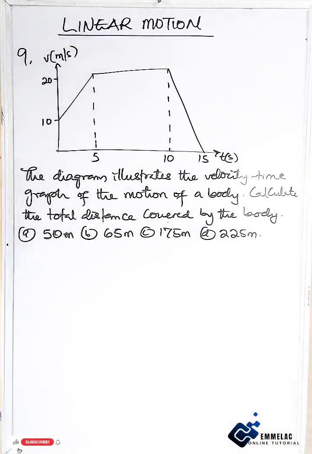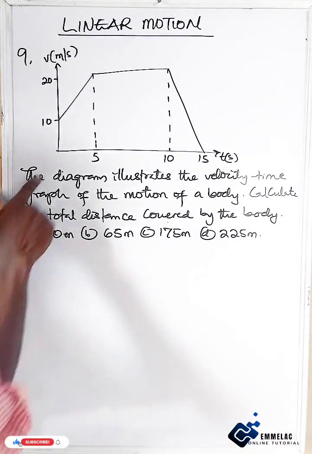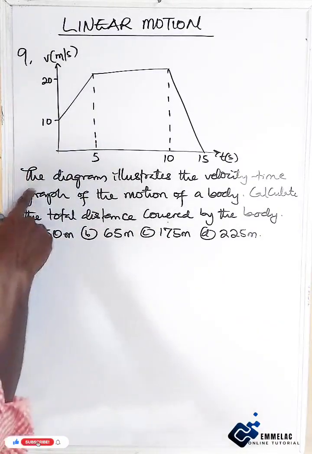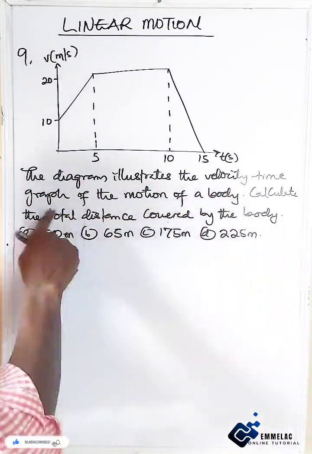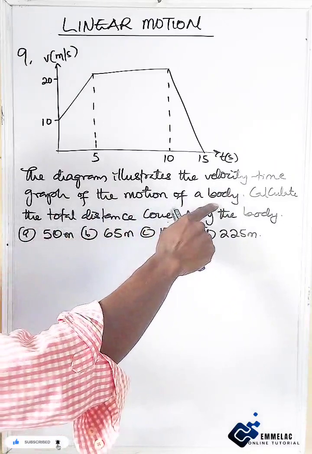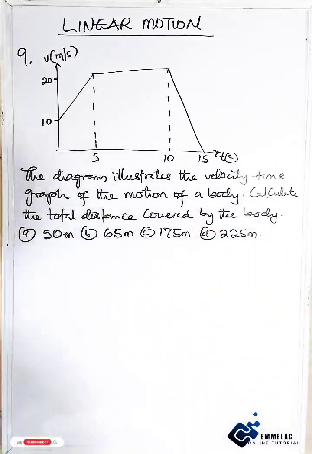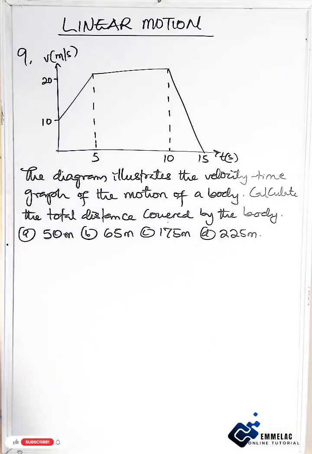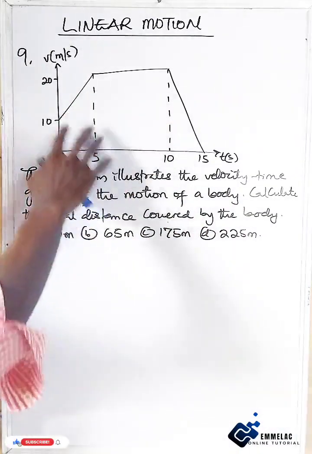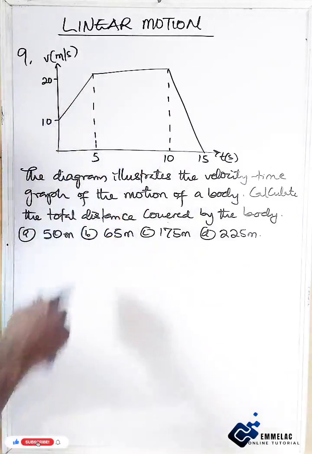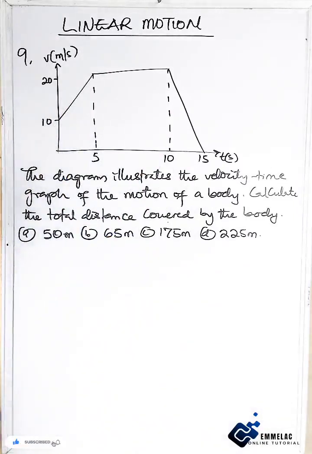Let's look at this question. Number 9. Here's a diagram, and it says that the diagram illustrates the velocity time graph of the motion of a body. Calculate the total distance covered by the body. Now, the area covered by the graph is actually the distance.